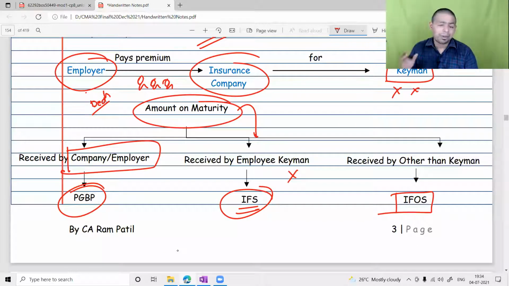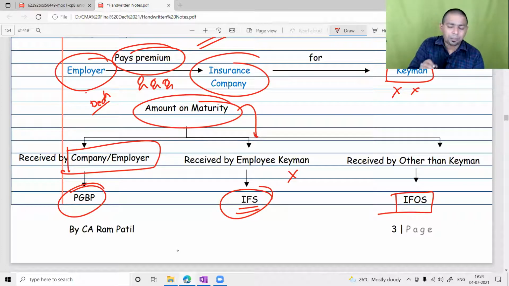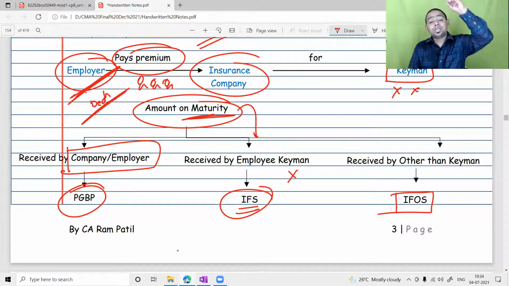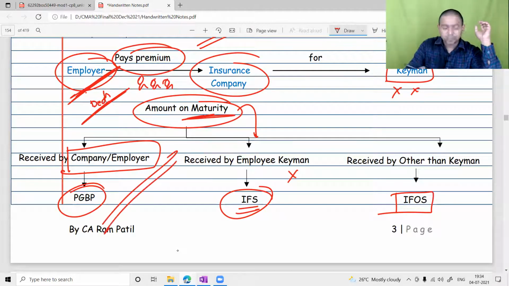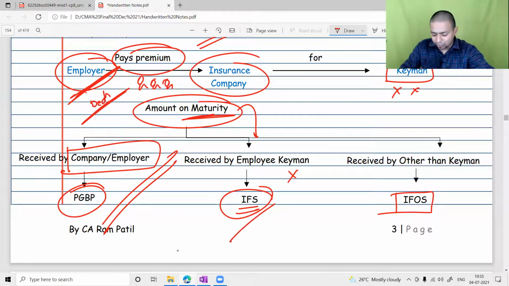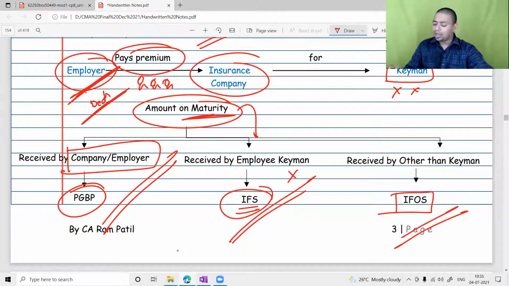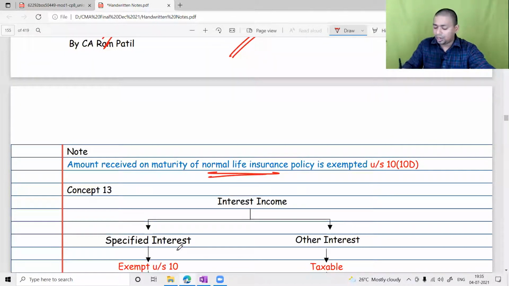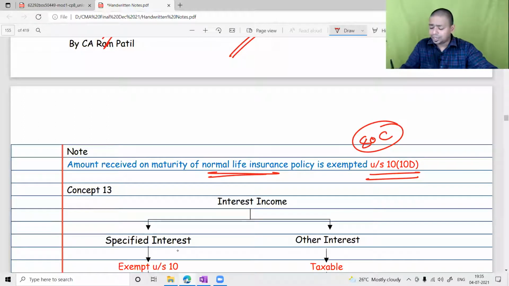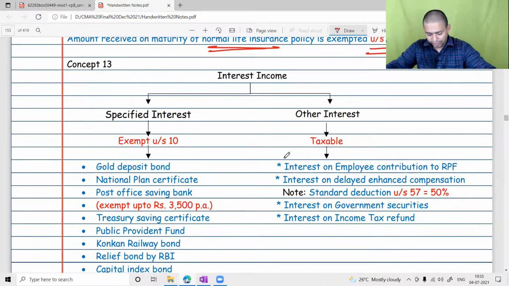So what you must remember here is, while paying the premium, the organization will get a deduction for sure for the premium expenditure. And on maturity, whenever the amount is received, that amount is definitely taxable. It will be taxable in the hands of the employer in the PGBP chapter. If it is received by an employee of the organization, IFS chapter. If it is received by any other person, it will be taxable under IFOS. So this is what you must understand, my dear friend. Usually life insurance policy maturity is exempted under section 10(10D), and that we will discuss under ATC. ATC you have to read with section 10(10D). Please understand that. Okay, so I guess I should take a halt here.